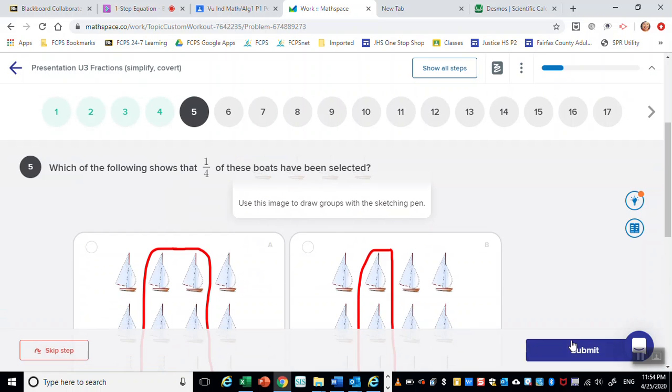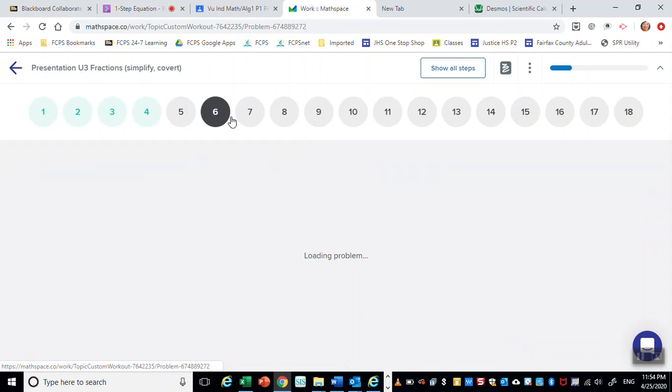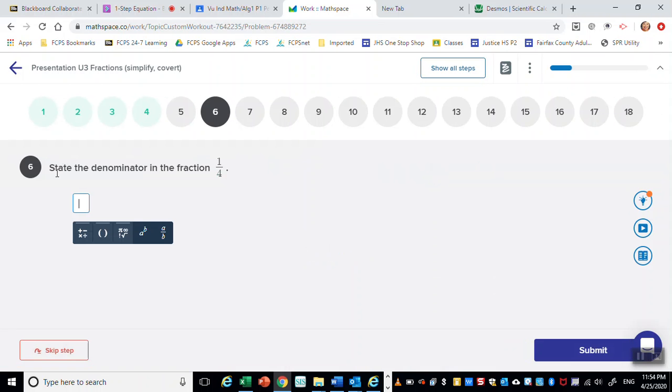Okay, I want to go to question 6 now. State the denominator in the fraction 1/4. The fraction always has a top and a bottom. The bottom is the denominator. The denominator is the bottom, which is 4. The top is the numerator.